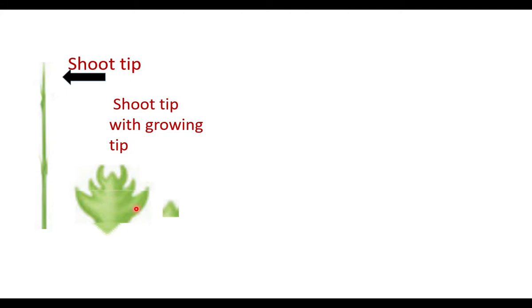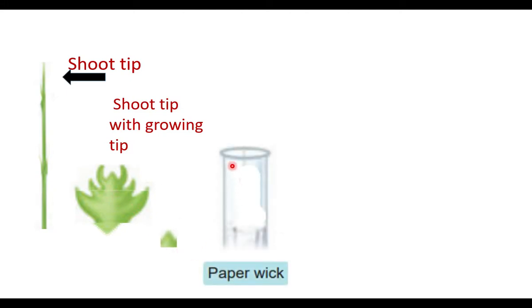So growing tip is removed. This is culture vessel. At the bottom of the vessel, culture medium is there. Above that, a paper wick is kept. The paper wick draws nutrients upwards. Above the paper wick, the tip of the shoot is placed for culturing. Now the shoot tip is kept above the paper wick. The paper wick draws nutrients upwards.